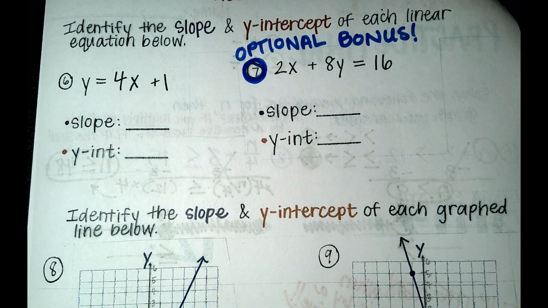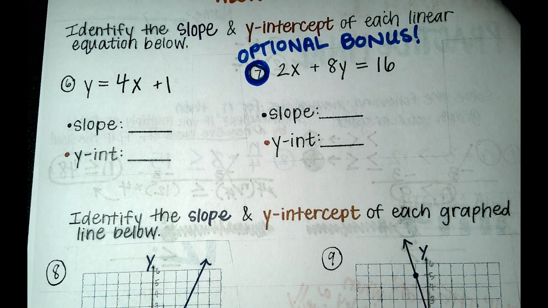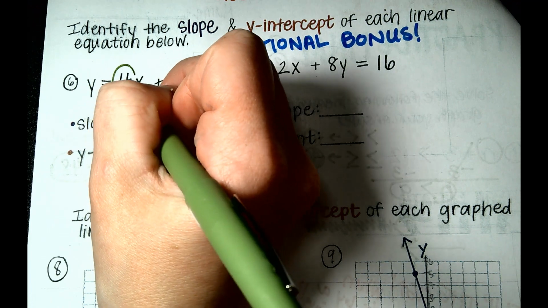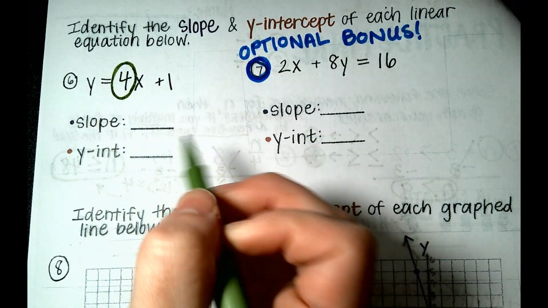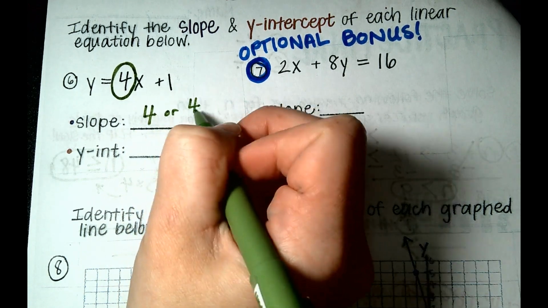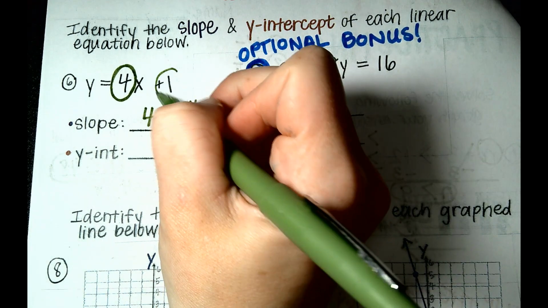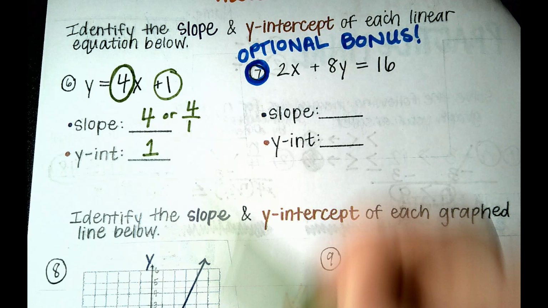Okay. So let's look at number 6. y equals 4x plus 1. Which number is my slope? The 4, the number next to x. Now, is it 4 or is it 4x? Just 4, or you could also say 4 over 1. Both are correct. Don't include the x, though. That's not correct. What's the y-intercept? 1. Perfect.